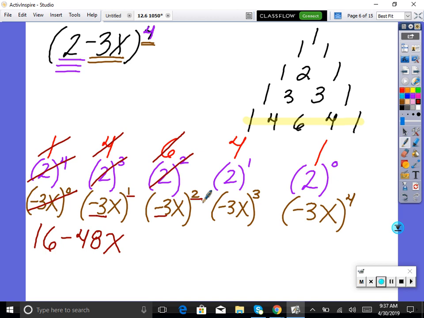So this isn't 48, you're saying. 4 times 8 times negative 3 is what? So we need to change it to negative 96. Negative 96x to the first. Okay, good fix. So now this one, 6 times 2 squared times negative 3 squared.